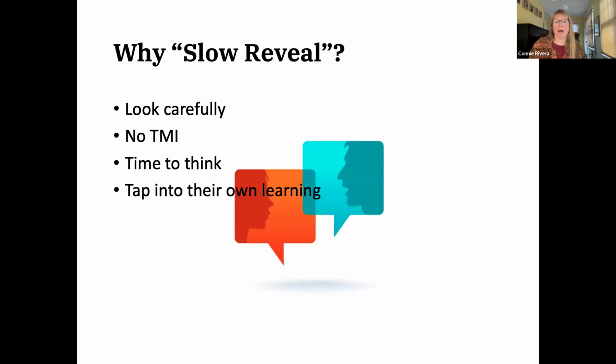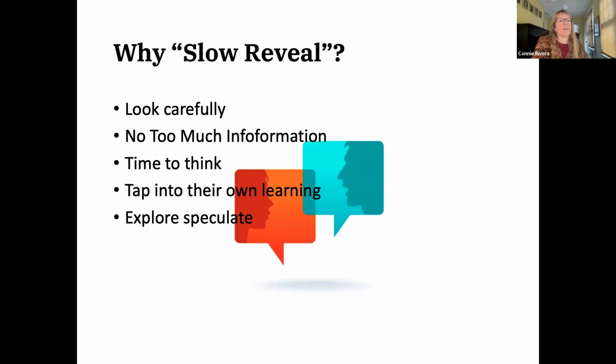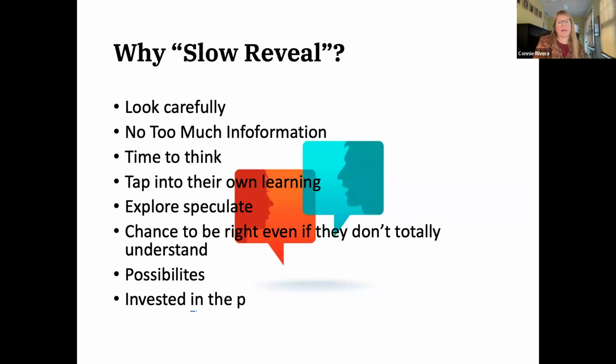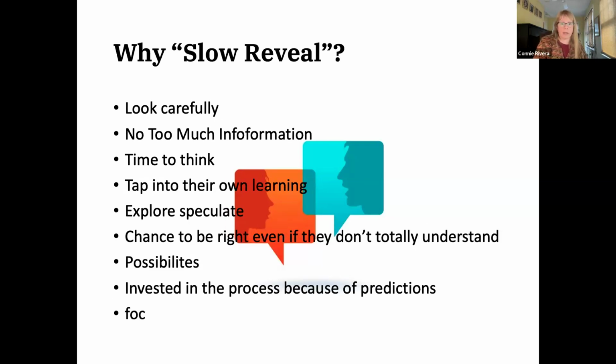Oh, yes, I made an assumption that other people would know what TMI was too. I should write that: too much information. My kids are all in their 20s-ish, so I definitely know a lot of those acronyms that I wouldn't otherwise. Oh, time to speculate. I like that word, exploration and speculate. A chance to be right, even if they totally don't understand it. That's well worded. Lots of possibilities. Invested because they're putting in predictions. And we could get into the meat of what we're actually looking at with that topic, like Julie's saying. Focus on the structure. Yes, I didn't give you everything to look at, and then you don't know which way to turn.